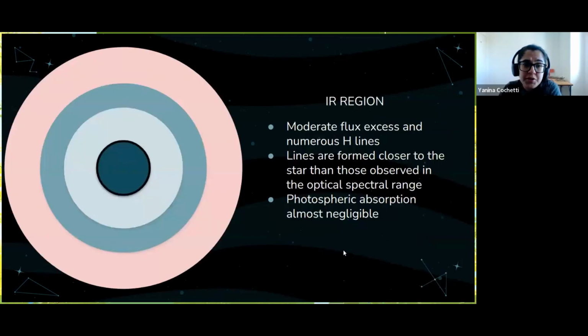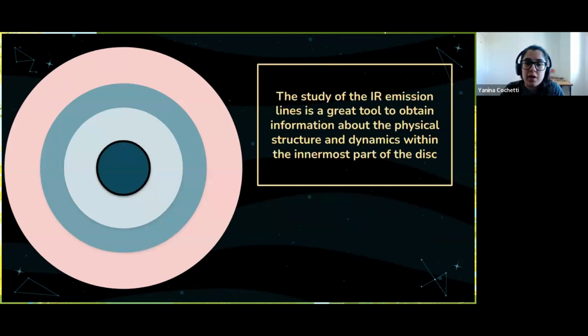In the infrared region, these stars present a moderate flux excess and numerous H lines that come from the envelope. And these lines are formed in a region that is closer to the star than those lines that we can observe in the optical spectral range. Also, the photospheric absorption of these lines is almost negligible. So these things make the infrared emission lines a great tool to obtain information about the physical structure and dynamics in the innermost part of the disk, better than if we observe in the optical spectral range.